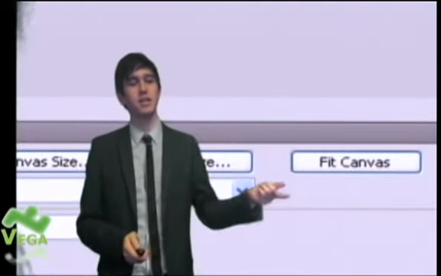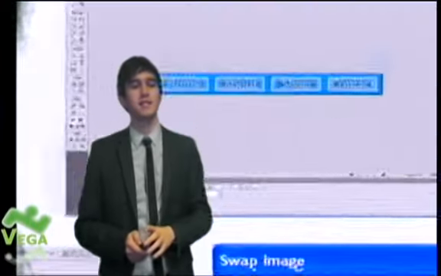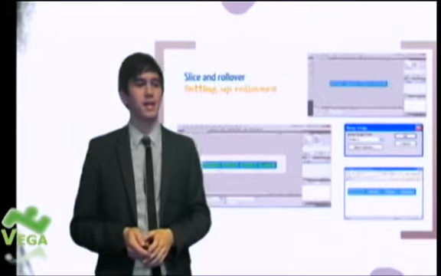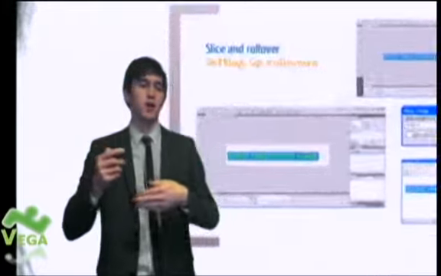Once you've done that, you need to click this Fit Canvas button, and that will simply chop all of the excess space around your navigation bar. Next, setting up your rollovers. Now that you've got 2 states, you can simply do these few steps to get it to roll over.